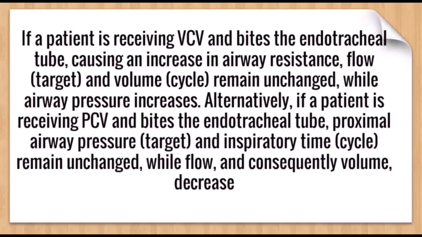parameters. Now in a patient receiving volume control ventilation, if the patient is biting the endotracheal tube, it causes an increase in the airway resistance. Simple. Flow, that is the target in volume control ventilation, and volume that is set on the ventilator will remain unchanged. There won't be any change in flow and the volume we have set. What will change is the airway pressure. With biting the endotracheal tube in volume control ventilation, what is going to change is the proximal airway pressure.